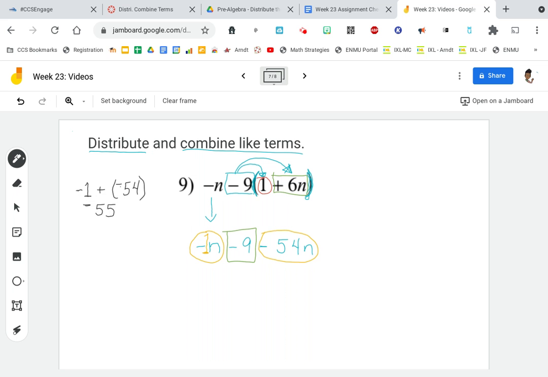Therefore, -1n combined with -54n is -55n. And since that -9 doesn't have anything to combine with, I'm just going to bring it down. And that is my answer, -55n minus 9.